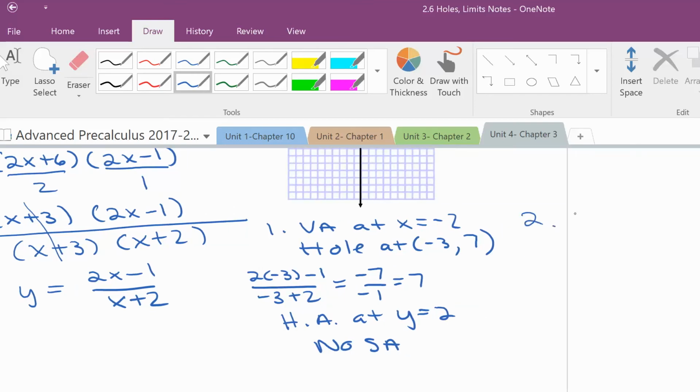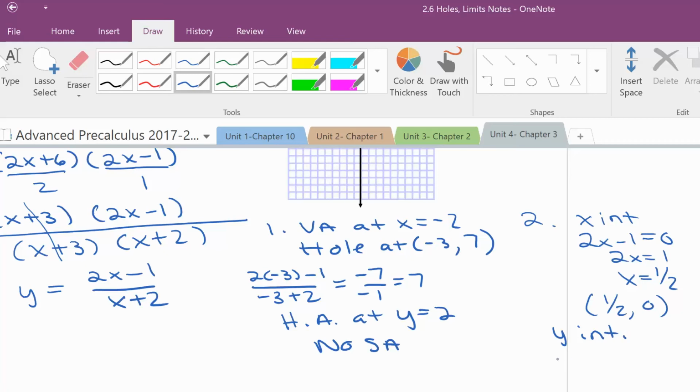For the x-intercept, you set the numerator equal to 0. So the x-intercept is at 1/2 comma 0. The y-intercept is when you put 0 in, and you get negative 1/2.